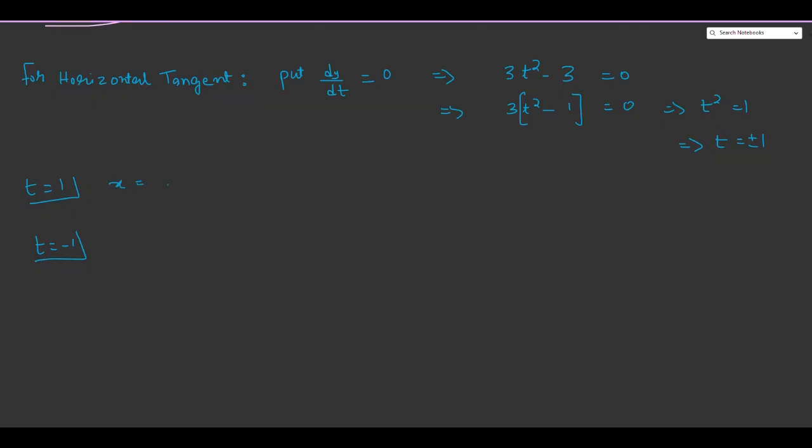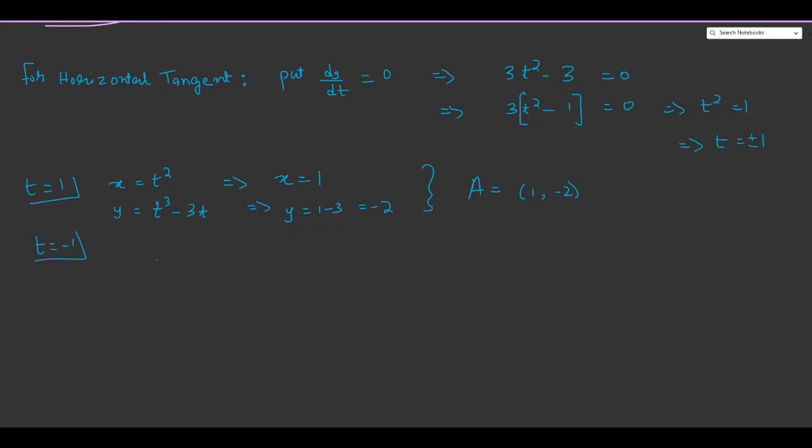So what is the value of x? The x is equal to t square, and y equals t to the power 3 minus 3t. So when I put t equals 1 in this one, x becomes 1, and y becomes 1 minus 3, which is equal to minus 2, and together it will give us the point A, whose coordinates are 1, minus 2.